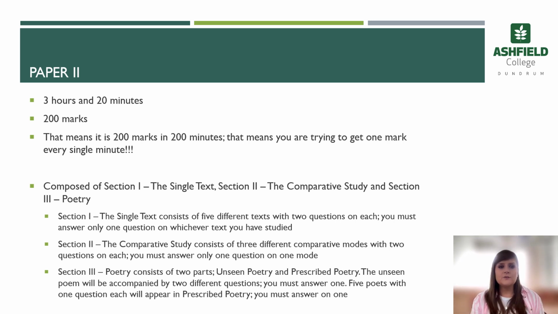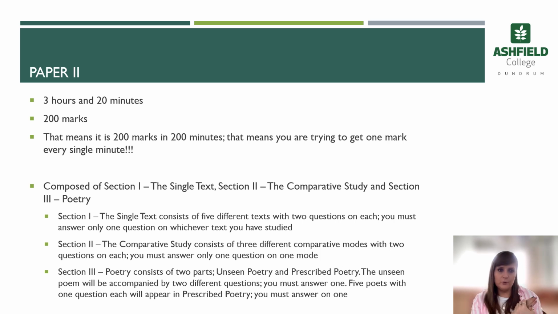Section 2, the comparative study, consists of 3 different comparative modes with 2 questions on each. You must answer only 1 question on 1 mode. This is one of the slight changes that they've made to this year's assessment. You know the way they've changed things up a little bit. Now we are getting back to kind of pre-COVID times, but this is one of the slight changes that remains. So in the past, there would have been 3 comparative modes on, but only 2 would have come up on the day. For you guys, the 3 modes are on and you are guaranteed all 3 will be there. So it basically means that you only have to study 1 of them, where in the past you would have had to study 2.